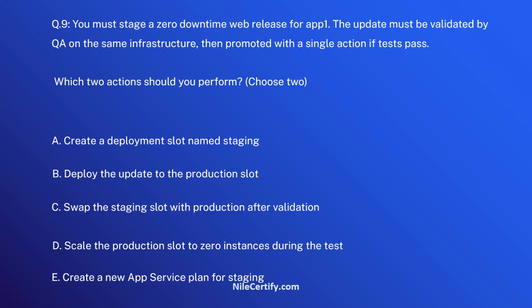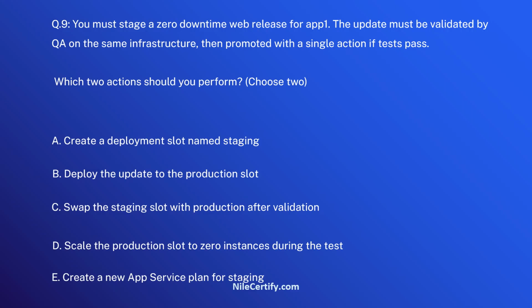Option A, create a deployment slot named staging. And yes, this is step 1, because deployment slots let you run multiple versions of your app in the same app service plan using the same infrastructure. The staging slot is where you deploy your new update. This keeps production untouched while QA tests the update, and this is a requirement as I mentioned.